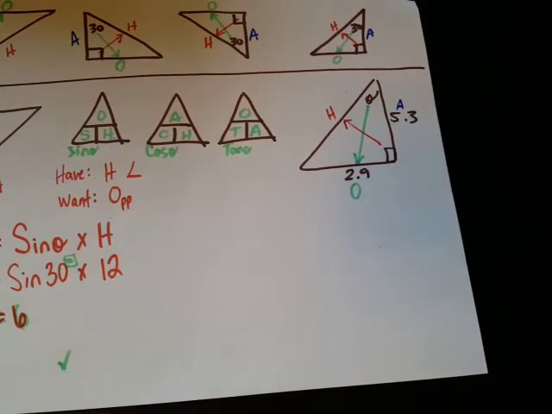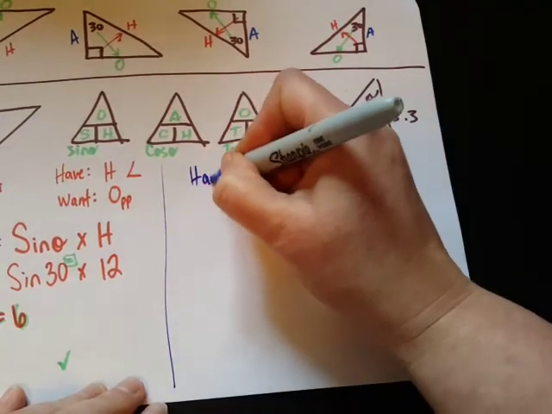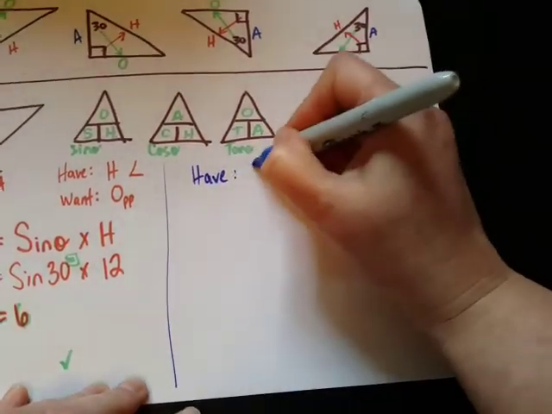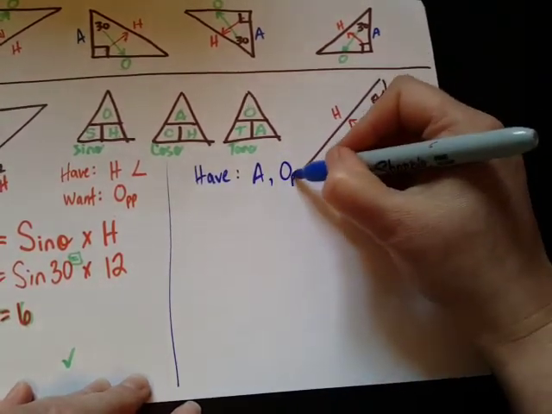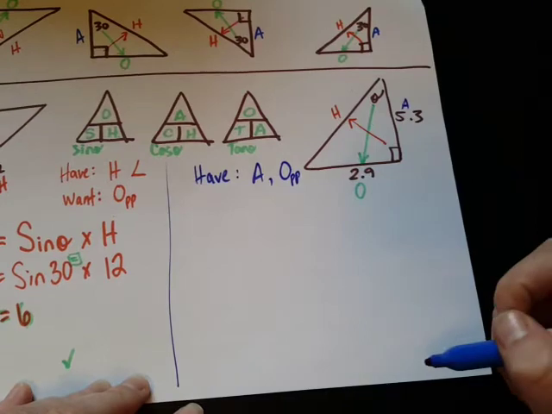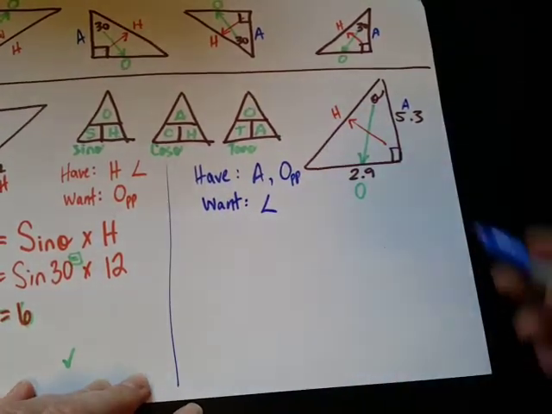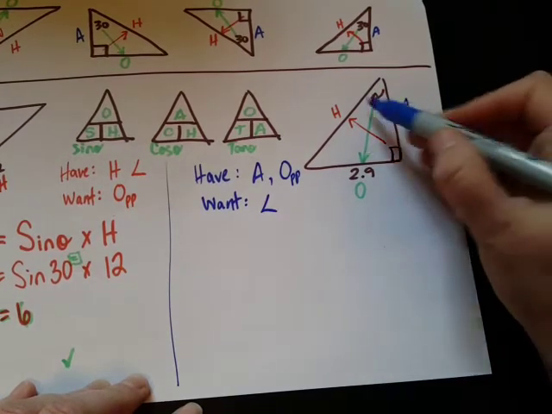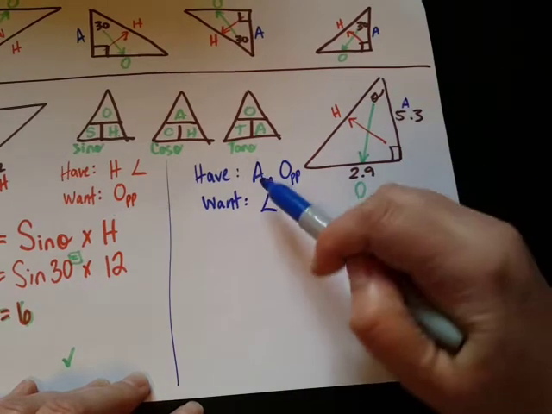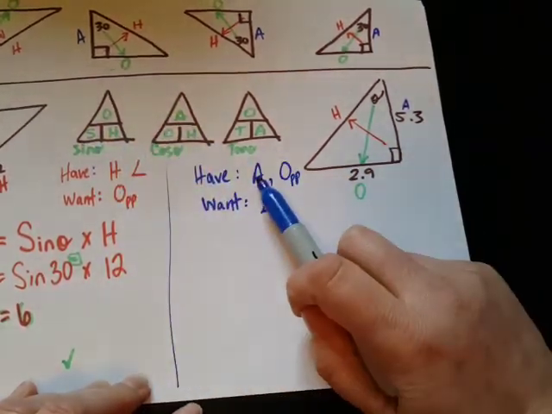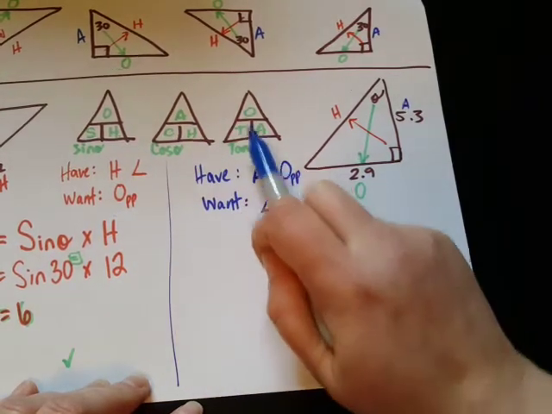So we want to identify what do we have and what do we need. So here we have A, the adjacent side, and we have O, or opposite. We know that's 2.9. What do we want? We want the angle, so we want that theta, or that angle there. So we're going to find the ratio that matches the O and A. So no, we don't see that O and A. No, A and H. Here we got O and A.